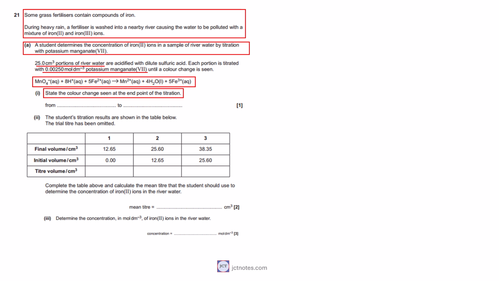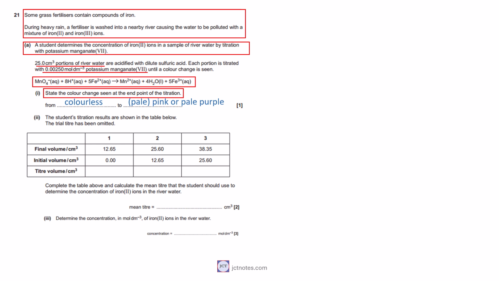The color change is from colorless to pink, or pale purple. The mark scheme accepts pale purple as an answer, but not just purple. This happens because all the iron 2 ions have reacted, leaving a tiny excess of potassium manganate 7, which gives that light pink tint. The potassium manganate 7 is originally purple, but when diluted, it can appear lighter in color.